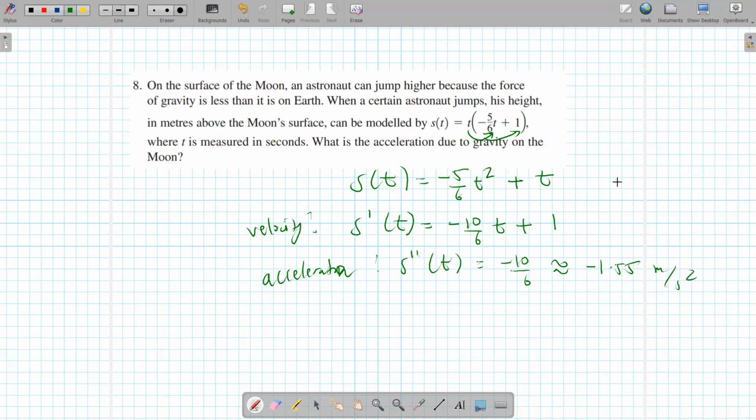Yeah, negative 10 over 6, which is like 1.55, right? Compared to Earth, Earth is 9.8, the moon is 1.55. So you can jump, well, I don't know if that's 6 times higher, which would be kind of cool, right? So basically the entirety of the moon is a trampoline. It's a giant trampoline.